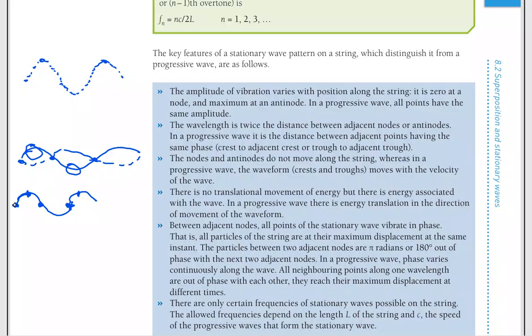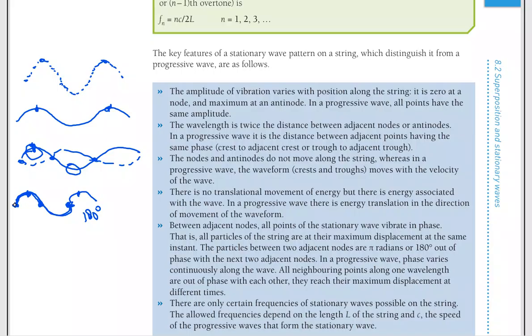In a progressive wave, we have the same phase. For example, I draw a progressive wave. If I start at a point here, one full wavelength later the point has the same phase. So this is one wavelength. But in a stationary wave, one wavelength has opposite phase. The particles over here and here are out of phase by 180 degrees.